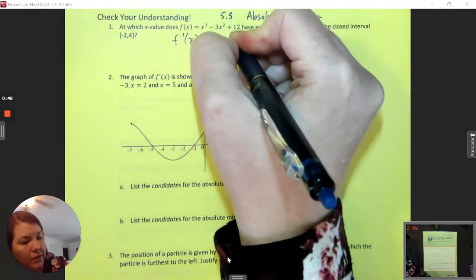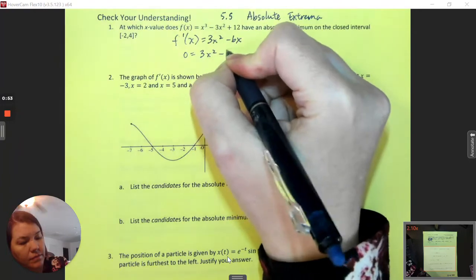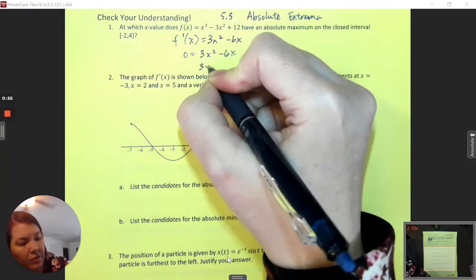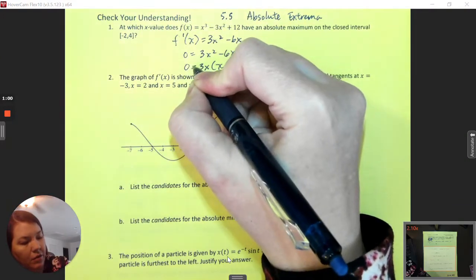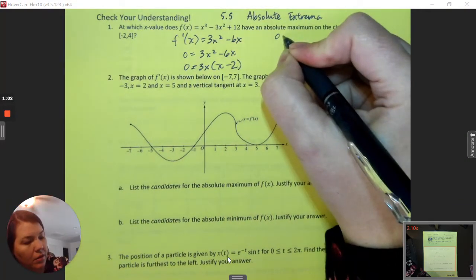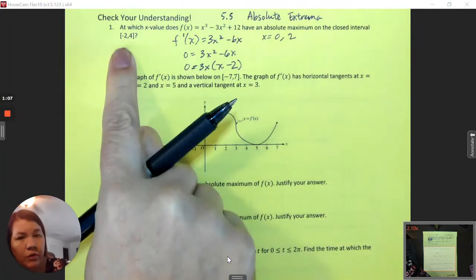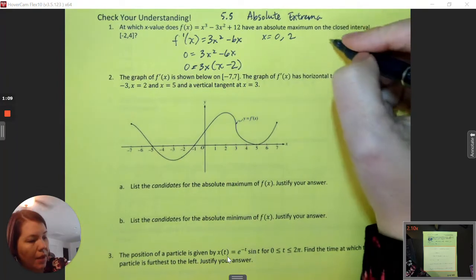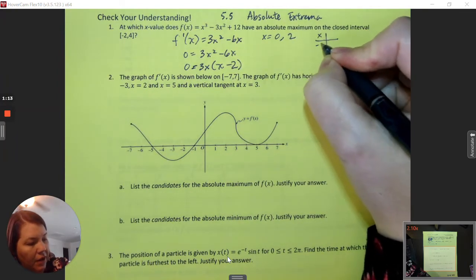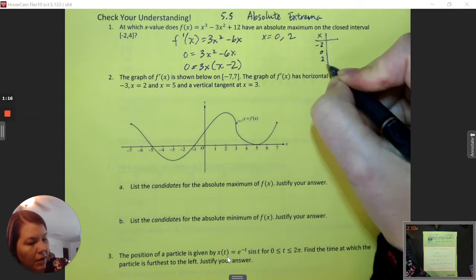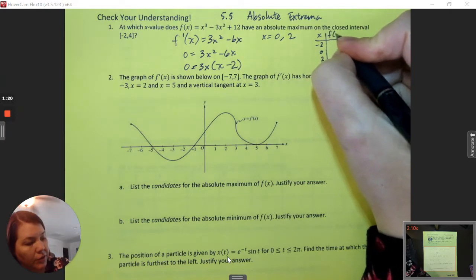3x squared minus 6x. Set the derivative equal to 0. Factor out 3x, leaving behind x minus 2. So my critical points are x equals 0 and x equals 2, both of which are in the interval. I need to check the entire interval, so I'm going to check x values of -2, 0, 2, and 4, and plug them into the original function.